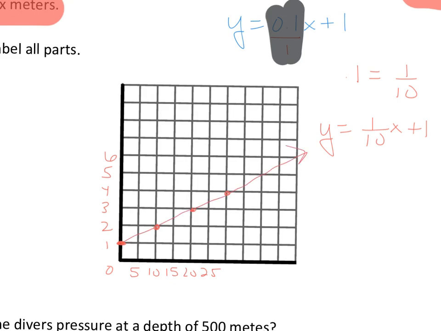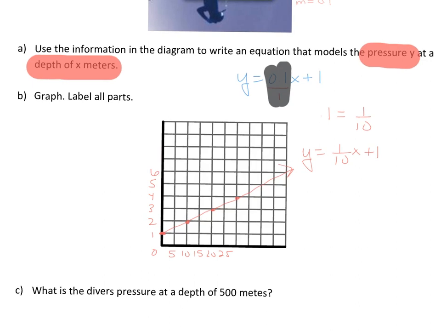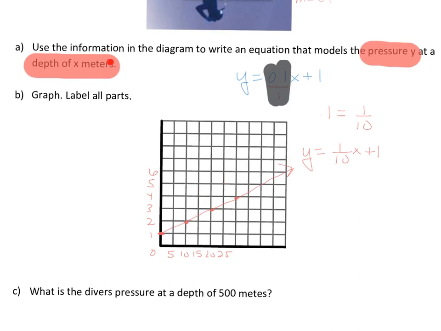Okay, and I am going to label. The nice thing is they already gave us the labels from back here. X is meters, and Y is your pressure or ATM. So this is going to be meters. And on this, you could put pressure or ATM, same thing, okay? And then I'm just going to put diver for my title, okay?